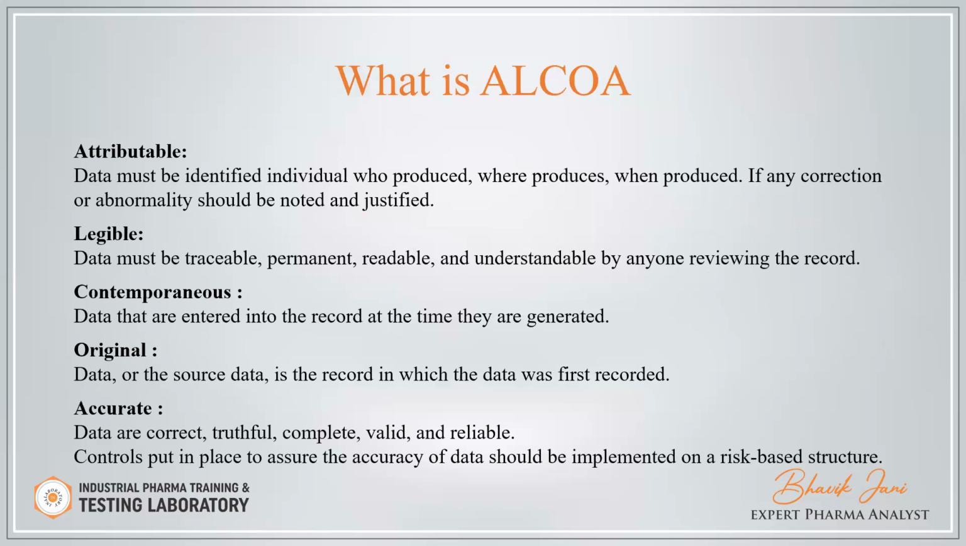What is ALCOA? Attributable. Data must be defined. Data must identify the individual who produced it, where it was produced, and when it was produced. Any correction or abnormality should be noted and justified. Attributable means who created the data, when it was created, why it was created. If any changes are there, they should be justified with the QMS or with the GMP document.